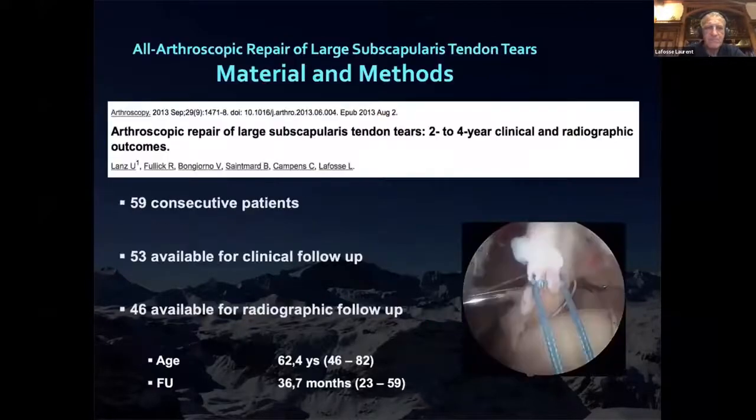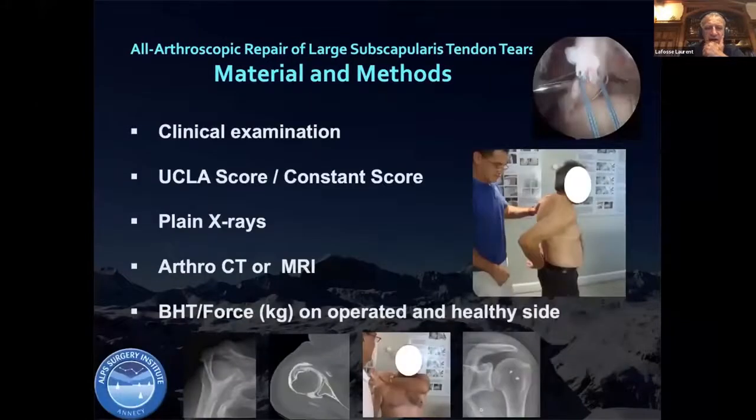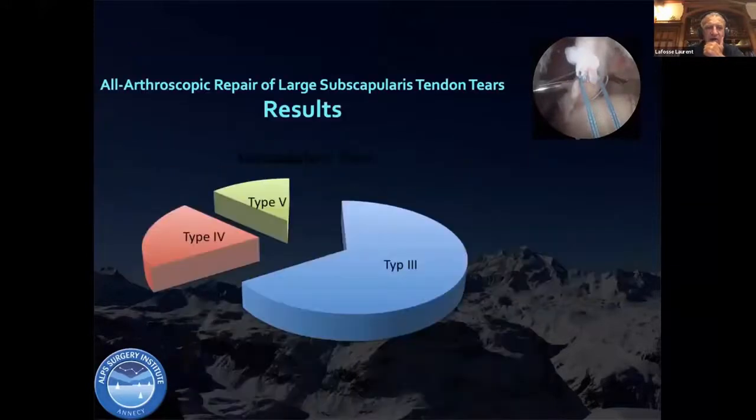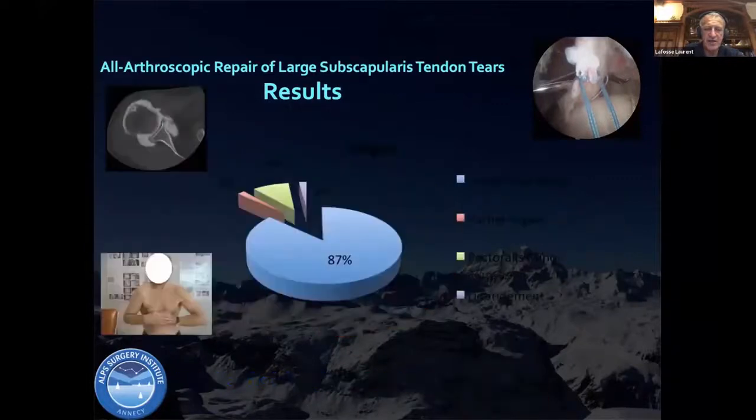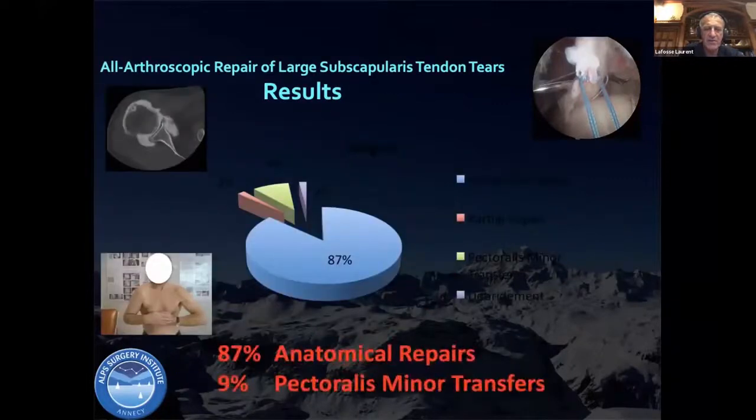So we publish things, and you can see the publication here, and you know that we have good results. But what we can know is that we have a lot of type 3 and 4 in a massive subscap tear, and we published that we had a very good result despite the fact that we had a big subscap tear in this patient that we show. And we have here a very interesting thing, to show that the biceps was pathologic in 93% of the cases, which is normal. And these are the results.